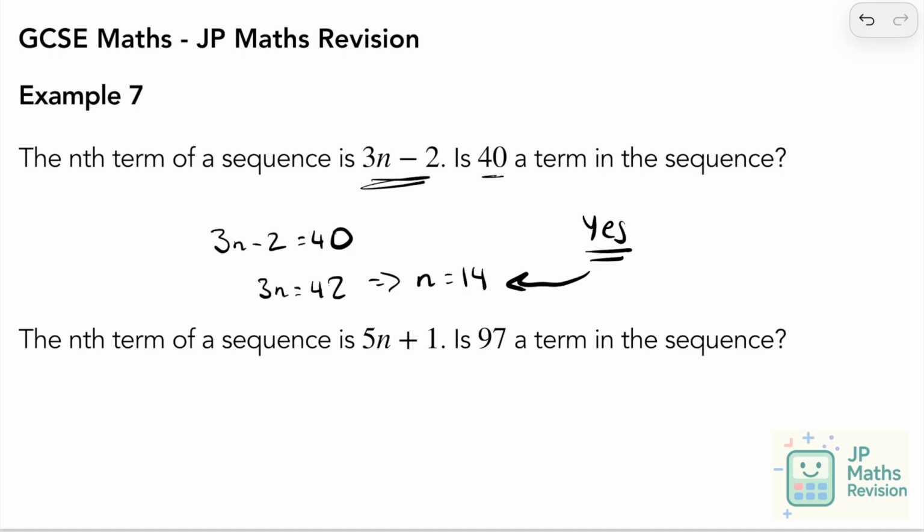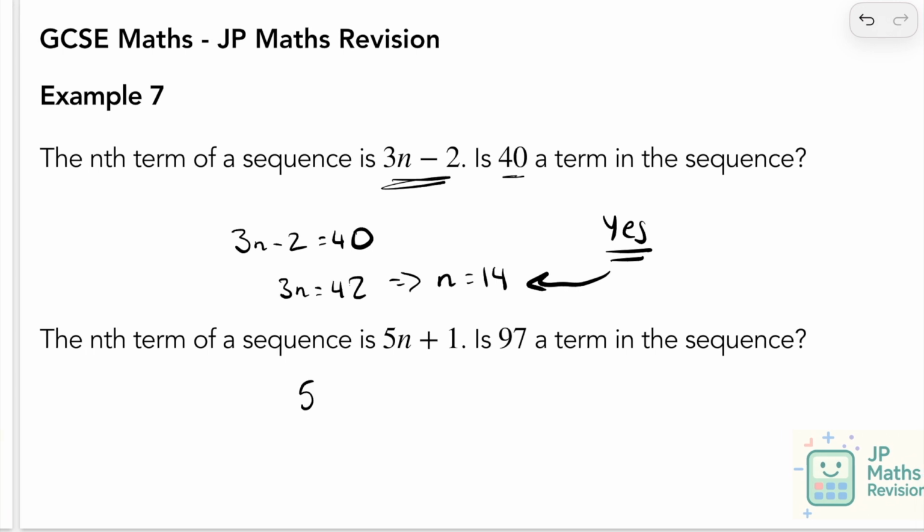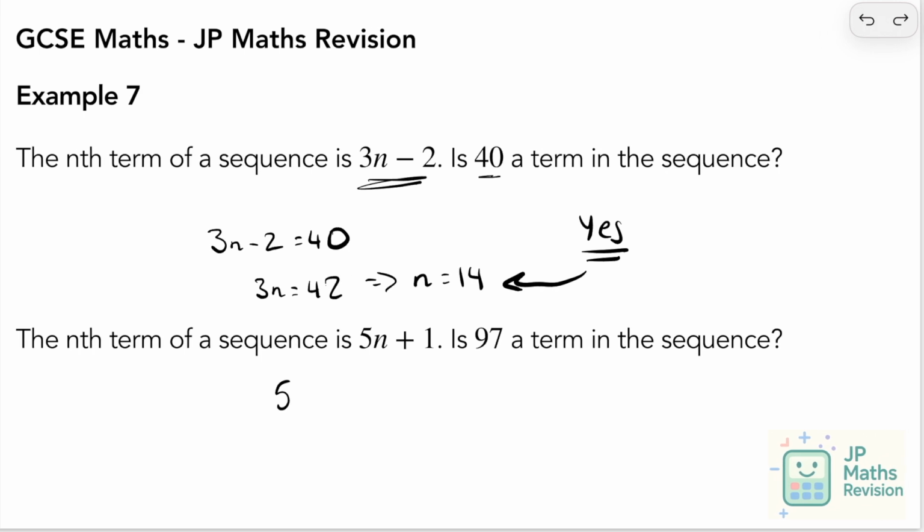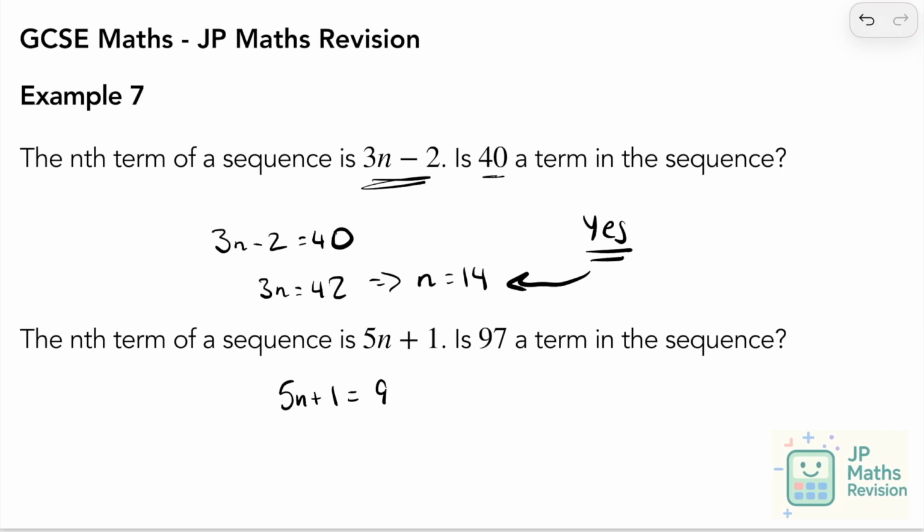The next part, it says the nth term of a sequence is 5n plus 1. Is 97 a term? So again, assuming it is, we want to find the term that 97 belongs to. So we're going to say 5n plus 1 equals 97, and we're going to try and solve this for n. So if we first start by subtracting 1 from both sides, we end up with 5n equals 96, and then dividing both sides by 5, we get 19, remainder 1, so it's 0.2. So it would be the 19.2nd term.